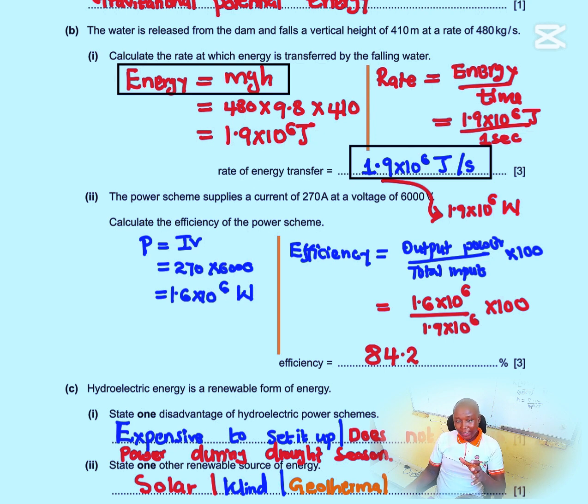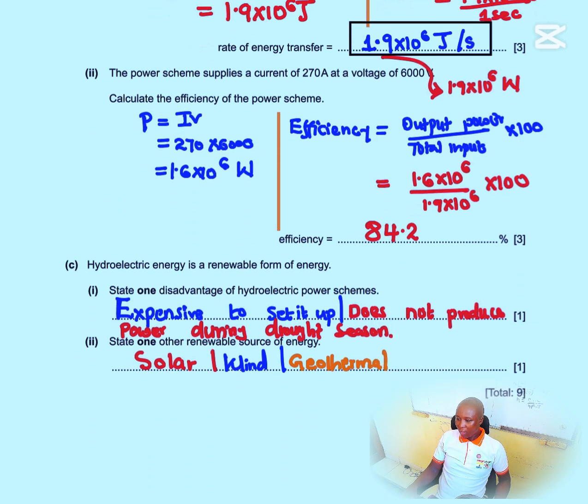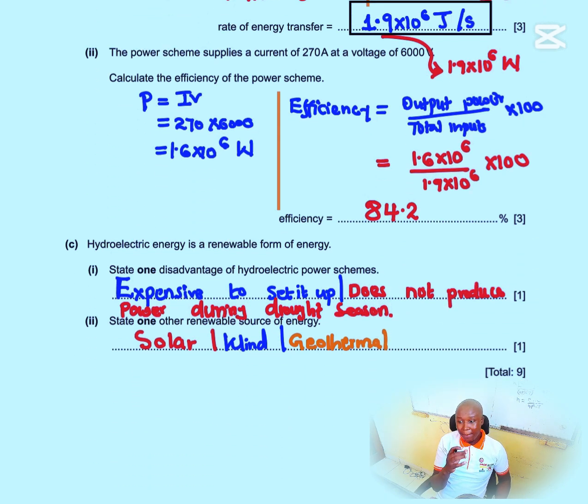And efficiency is given by the formula: power output over total power input, times 100. We get the efficiency. So if we plug in those values, we are going to get the efficiency as 84.2 percent.